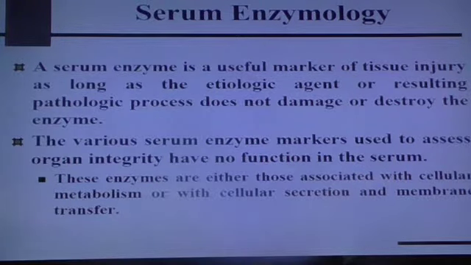Now, basically, your serum enzyme can be a useful marker of tissue injury as long as the etiological agent and resulting pathological process does not destroy the enzyme. In other words, if we have a bacterial infection, do bacteria like to use some of those enzymes too? Let's say they're damaged in the organs causing the release, but you also have a septicemia that's using up the enzyme. So what does it look like? It's perfectly normal. There can't be anything going on. So you have to realize that that can happen to you also.